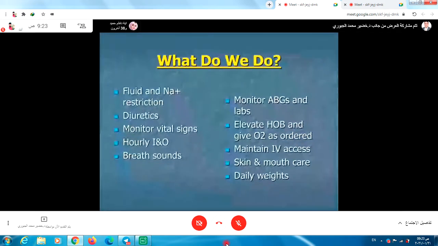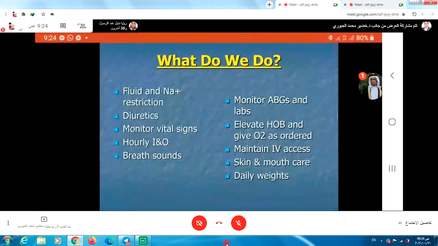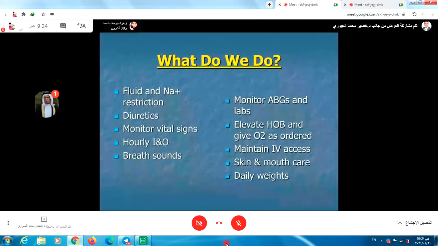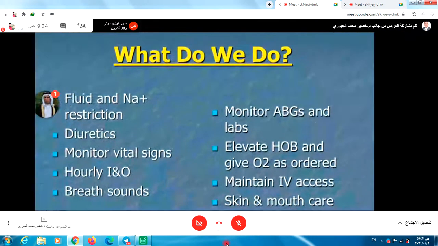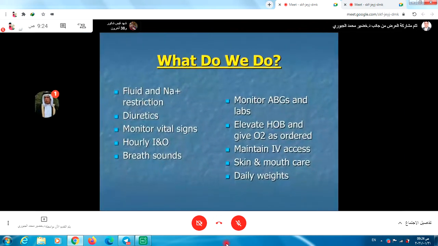What do we do if someone has fluid overload? Fluid and sodium restriction, do not give fluid. Diuretics. Monitoring of the arterial blood gas analysis, maintain intravenous access, skin and mouth care, daily weight.